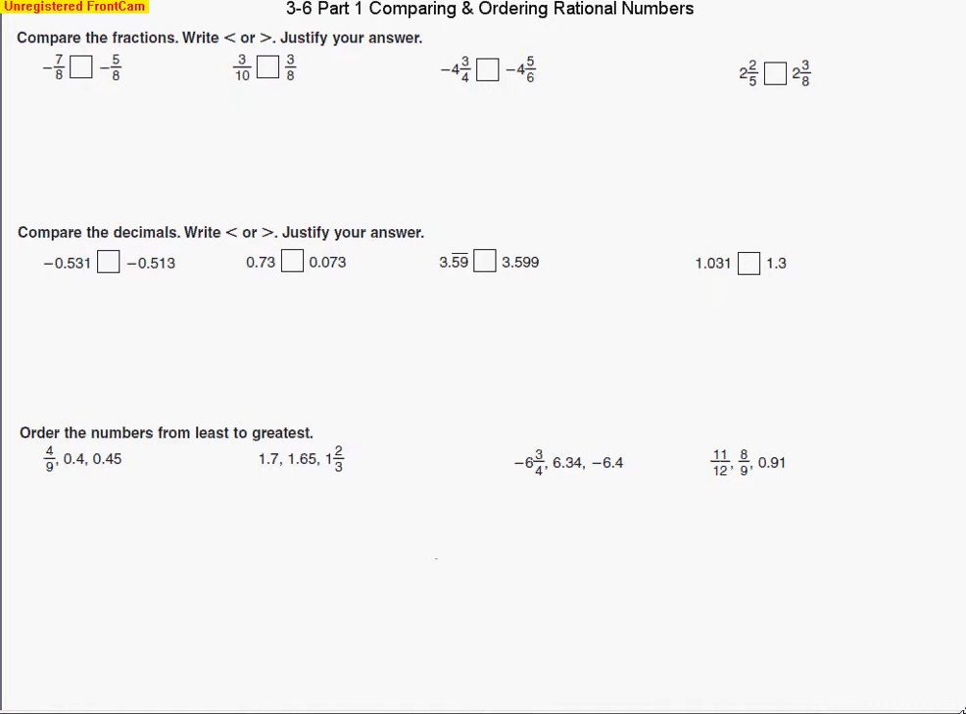Today we will be comparing and ordering some rational numbers. Let's take a look at our first set of problems that we'll end up seeing. And what they're asking us to do here is compare these fractions. We're comparing with the inequality sign.